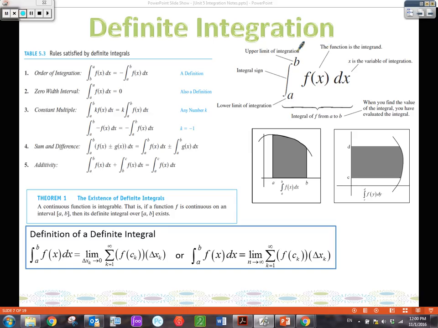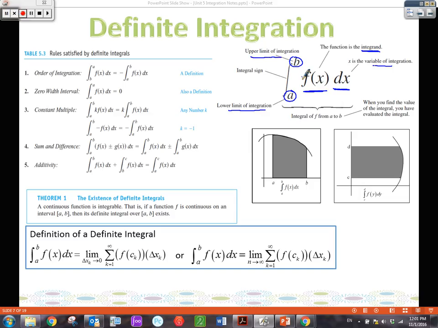So let's take a look at this little diagram right here. A lot of the stuff we've already talked about. We know that this is called the integrand. We've talked about that before. This tells us which variable to integrate. We've talked about that before. The new things for today would actually be these locations right here. This is called the lower limit of integration, or the lower bound, and this is called the upper limit of integration, or the upper bound.